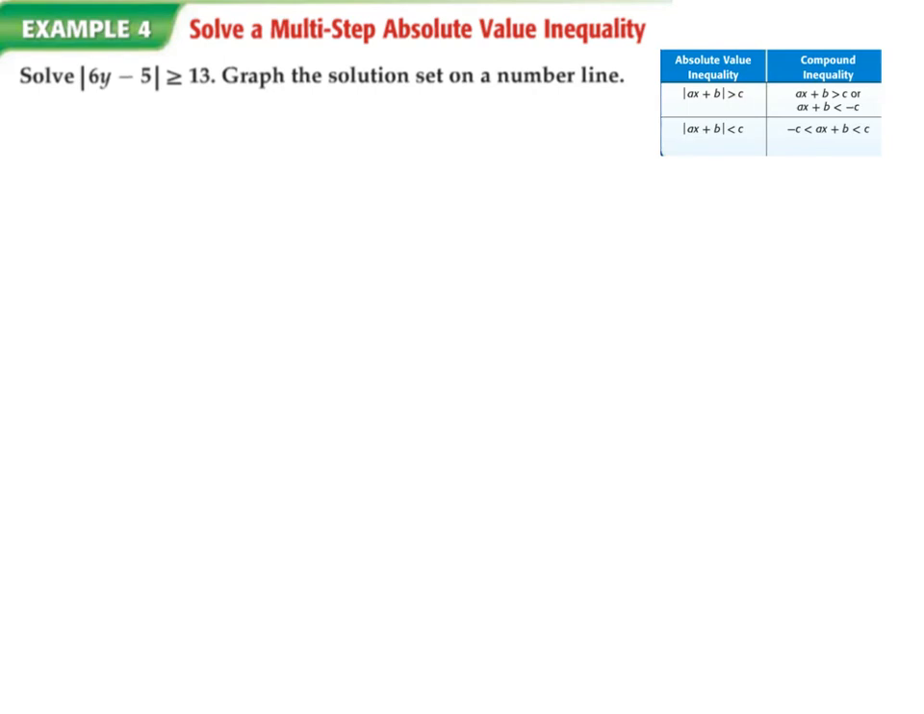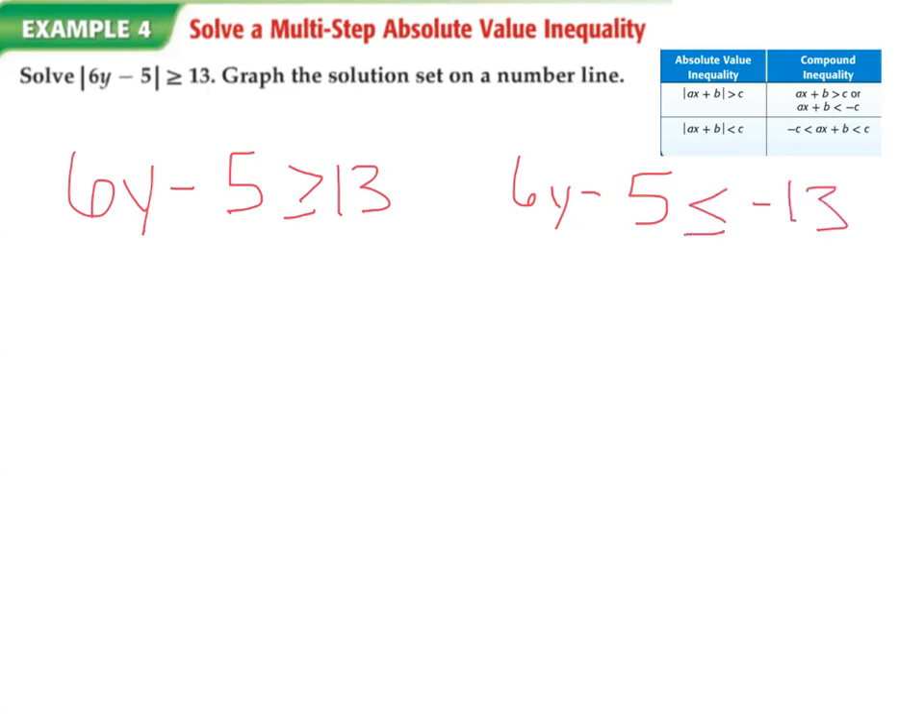We're going to have our equation, which is 6y minus 5 is greater than or equal to 13. And we're also going to have 6y minus 5 is less than or equal to negative 13. So all I did was follow the formula that they gave us over here. And now I can solve each of these.